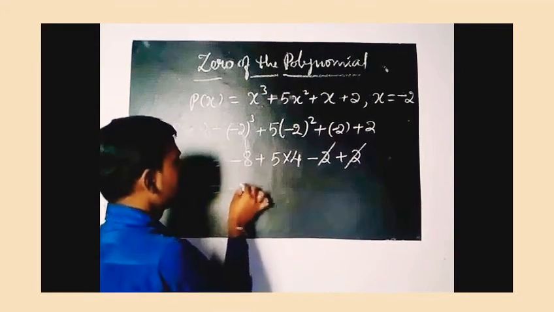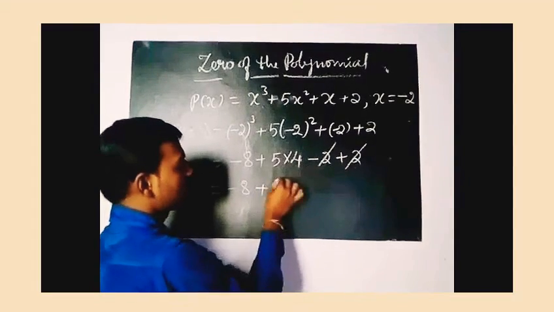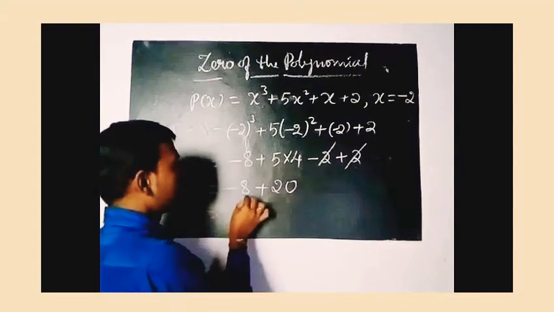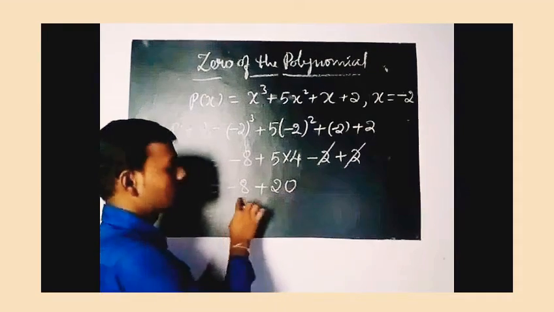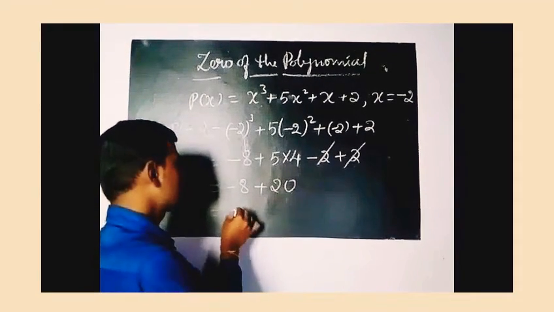Then minus 8 plus 5 into 4 is 20. Then minus 8 plus 20. It is a subtract here. So it is 12.